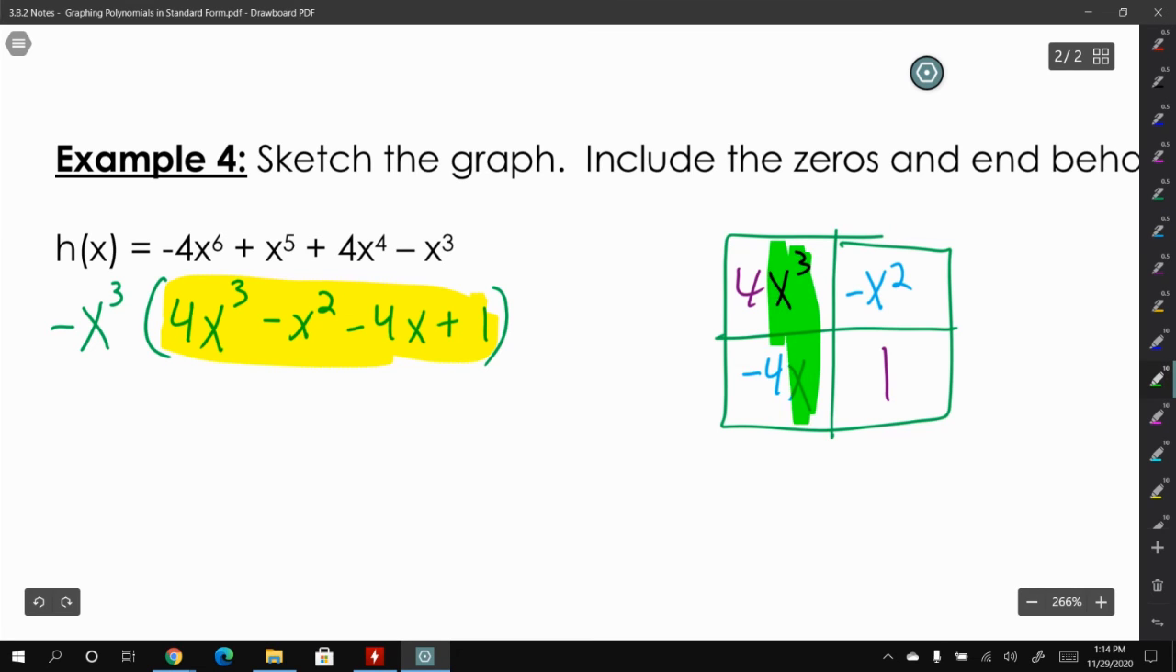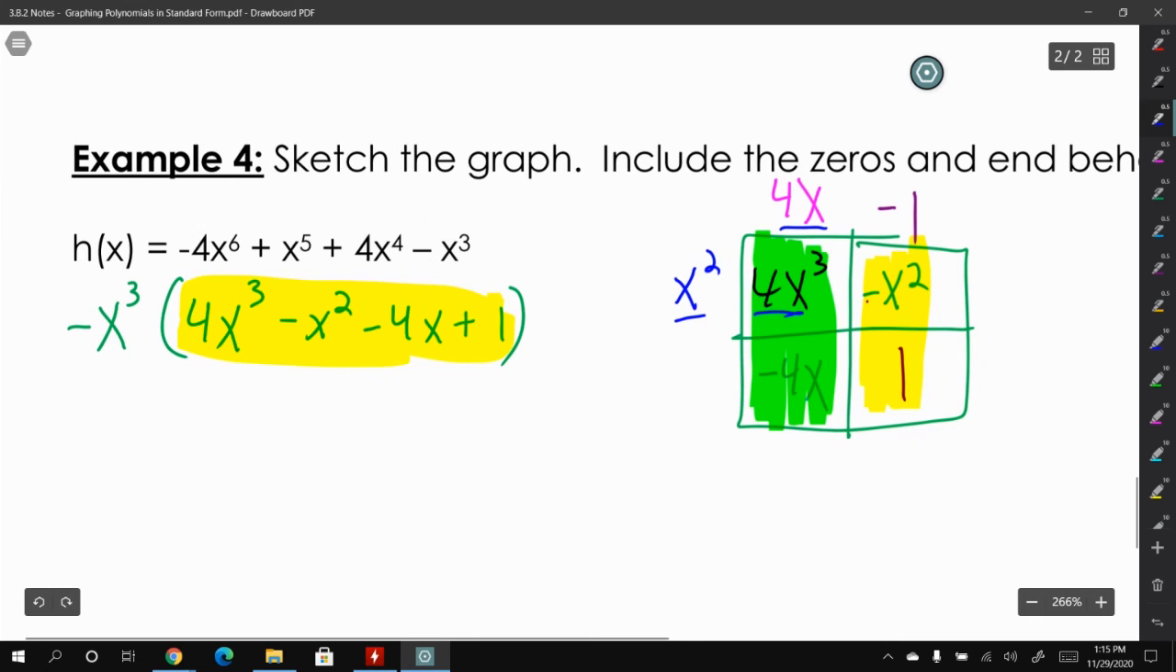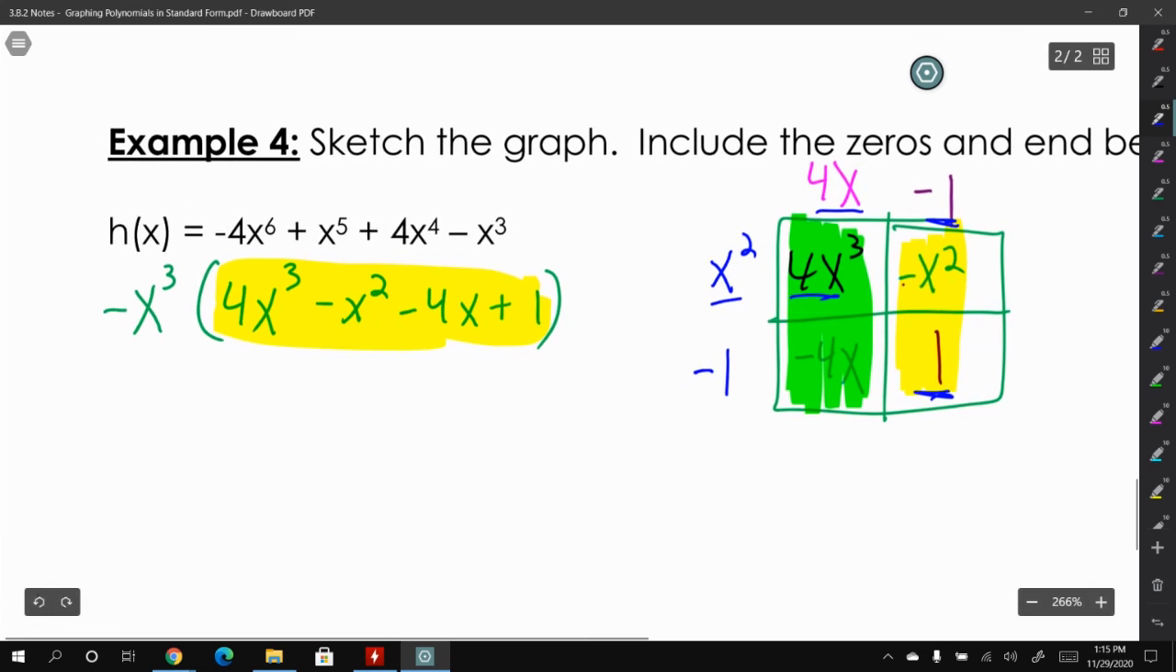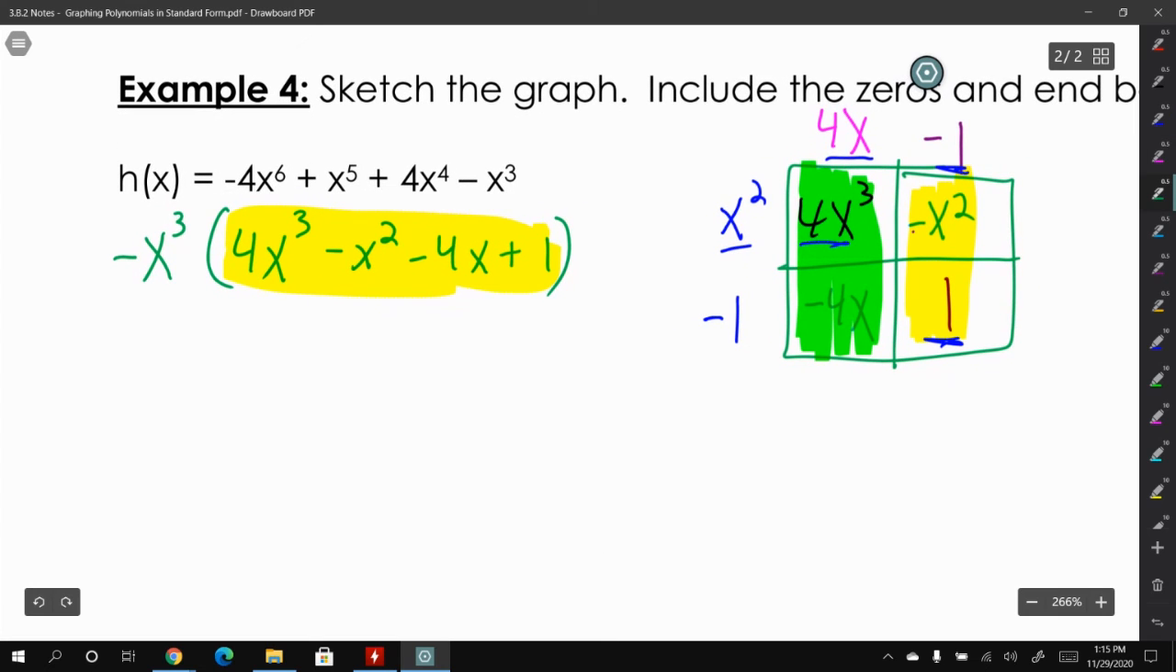We look at this first column. The GCF here is 4x, so that's going to go on top. We look at the second column here. Our GCF is 1, but since our top number is also negative, it's going to be negative 1. And then we say 4x times x squared gives us 4x to the third, and negative 1 minus 1 gives you positive 1. So our factored form is going to be negative x to the third, because that's still there, times 4x minus 1 times x squared minus 1.